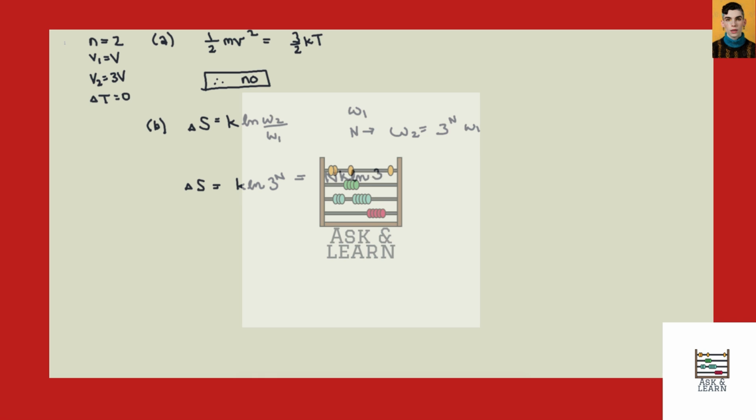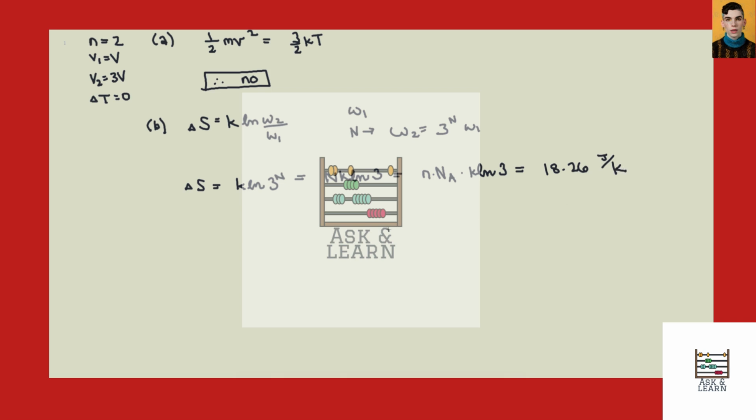Now we don't know the total number of molecules yet, but we do know that we have lowercase n equals 2 moles. So we can rewrite this expression as lowercase n times Avogadro's number N sub A times k ln of 3. If you plug all of these values in, you will find that delta S is equal to 18.26 joules per Kelvin.